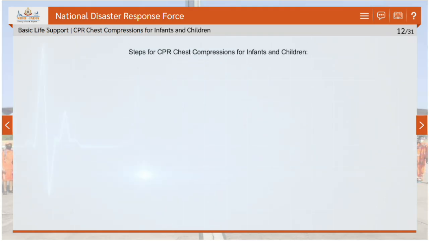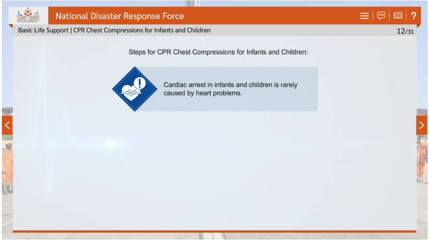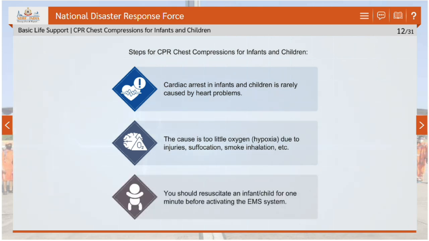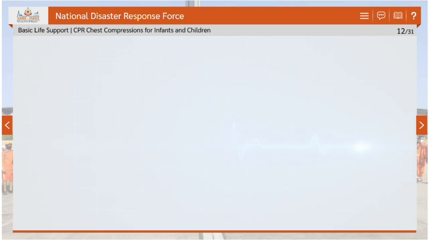Let us see CPR chest compressions for infants and children. Cardiac arrest in infants and children is rarely caused by heart problems. Usually, the cause is too little oxygen, hypoxia due to injuries, suffocation, smoke inhalation, etc. For this reason, you should resuscitate an infant or child for 1 minute before activating the EMS system, if you are alone.